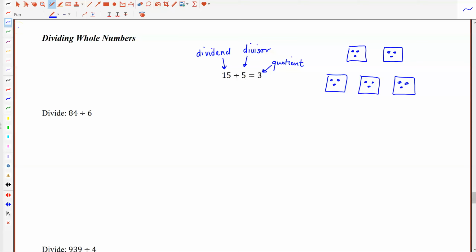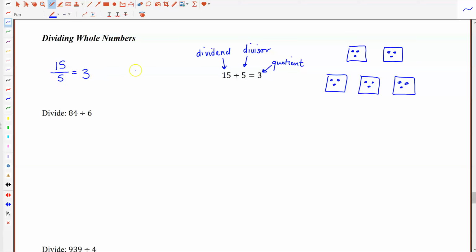And just so you're familiar, there's a couple different ways I can represent this division problem, just like there was a couple different ways I could represent multiplication problems. So this division problem can also be represented as 15 and then using a fraction bar. And I can still verbally say it as 15 divided by 5 is equal to 3, but sometimes we'll say it as 15 over 5 is equal to 3.